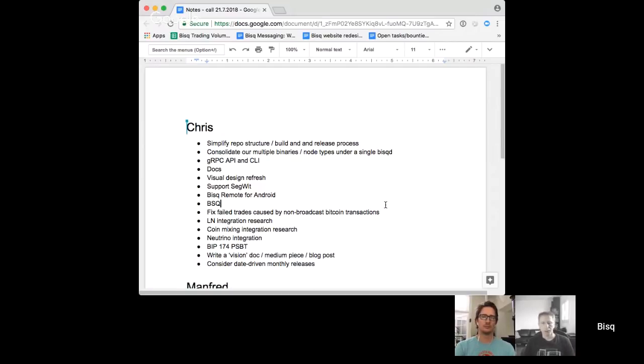The second thing is consolidating our multiple binaries and node types under a single Bisq-D. This is something that even the three of us haven't talked about too much, but it's dawned on me, and it's related to the repository restructuring, that a lot of the things we have, like the seed node and stats node particularly, could possibly all be operated under a single Bisq daemon that we produce from the single repository. We did a lot of work recently, over the last months, to make Bisq operable in a headless way.